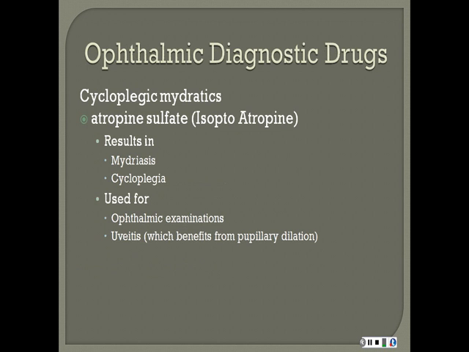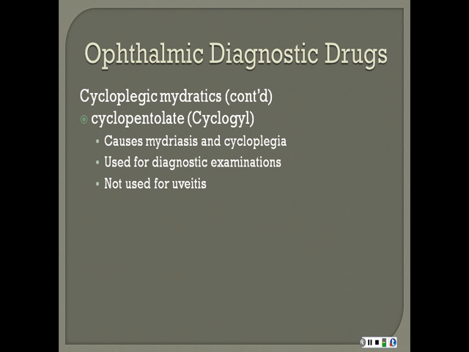So the diagnostic drugs, these drugs are used to dilate the pupil and paralyze the ciliary muscles, which prevents accommodation. Atropine is used during eye examinations and also to treat uveal tract inflammation problems. The cyclogel is primarily used for diagnostics. It's not really used at all to treat uveitis. This causes mydriasis and then the cycloplegia, and it's actually, again, just used for those diagnostic types of examinations.